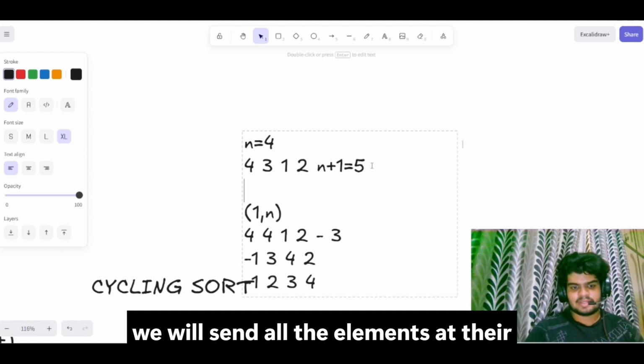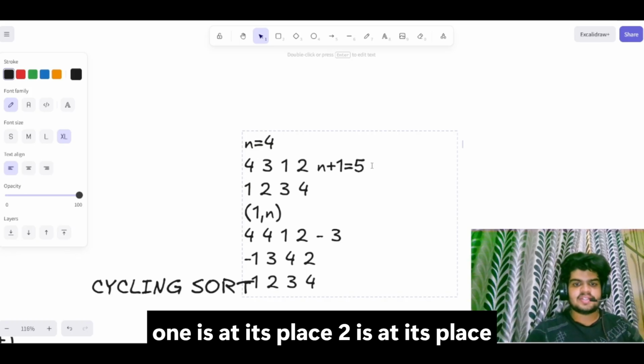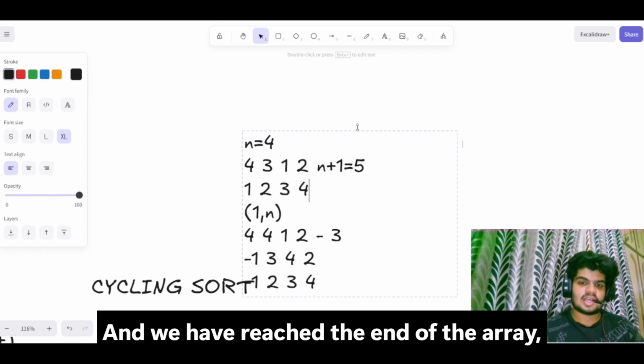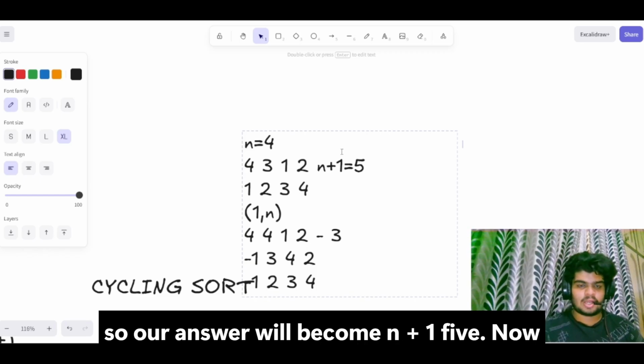Similarly, we will send all the elements to their place: 1, 2, 3, 4. We begin iterating, we see 1 is at its place, 2 is at its place, 3 is at its place, 4 is at its place, and we have reached the end of the array. So our answer will become n plus 1, 5. Now let's move to coding.